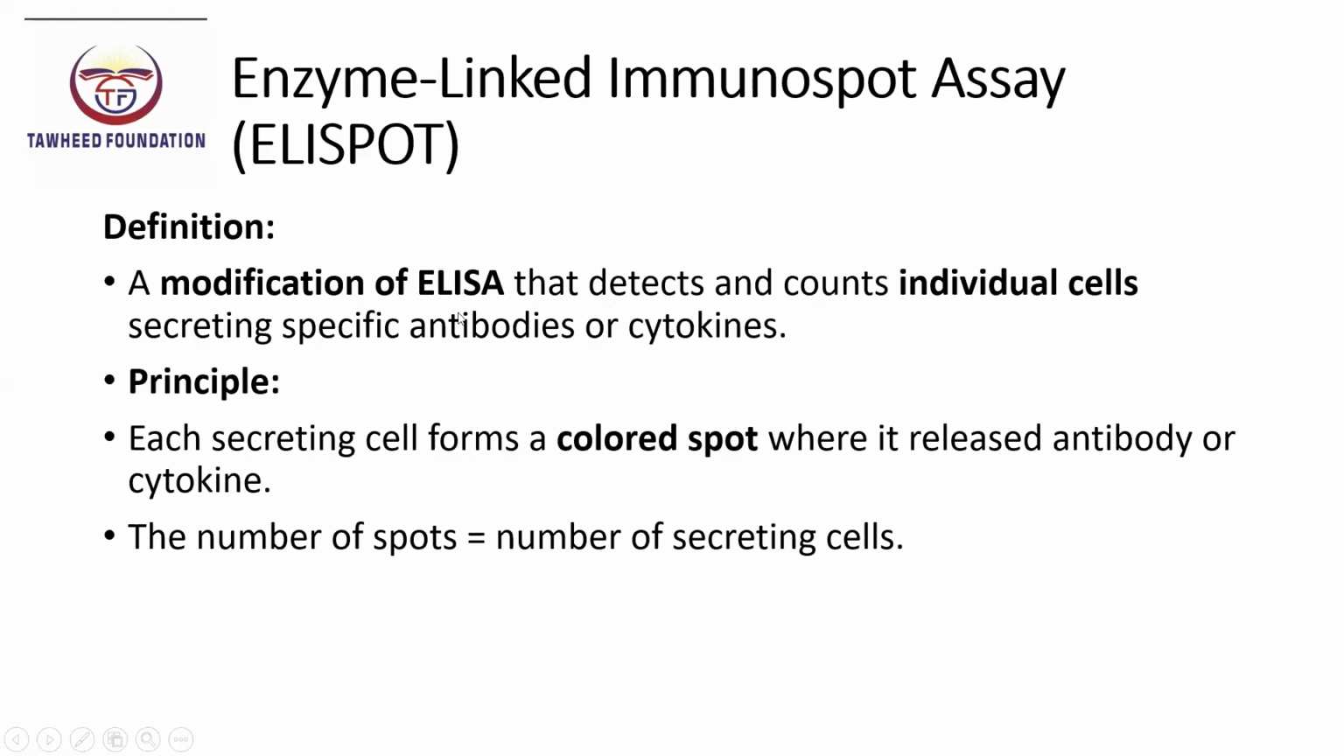Next is enzyme-linked immunospot assay, ELISpot. ELISpot detects and counts individual cells secreting specific antibodies or cytokines. Each secreting cell forms a colored spot where it releases its antibody or cytokine. The number of spots correlates with the number of secreting cells, providing a highly sensitive quantitative measure. Clinical application, it is useful in vaccine research, immunology studies, and monitoring immune response.